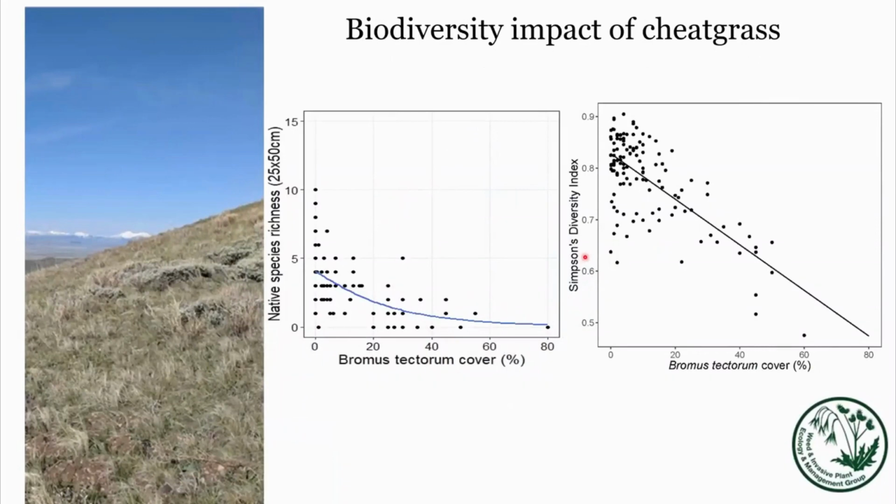And those effects, though, once that disturbance has occurred, can be pretty dramatic. And this is one, Stacy, this is out of Montana State. You might recognize this little emblem down here. But if we take a look at Bromus tectorum or cheatgrass, and we look at native species richness, it's going to decline as the cover of cheatgrass increases. And that's also reflected in diversity indices as well.